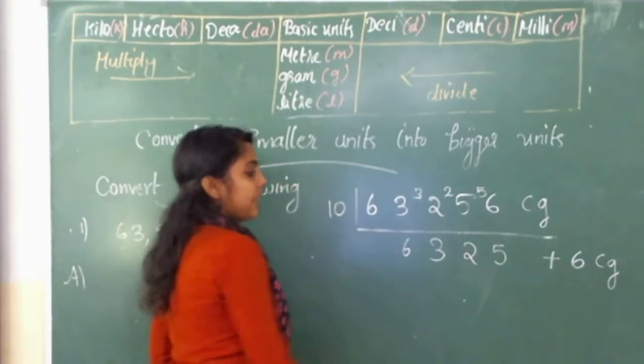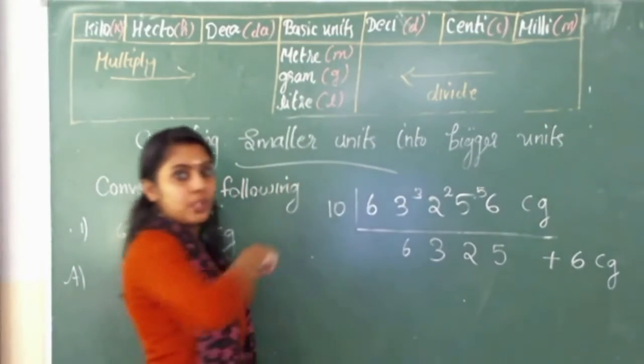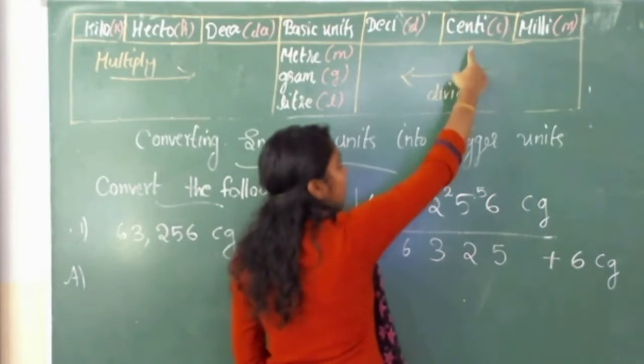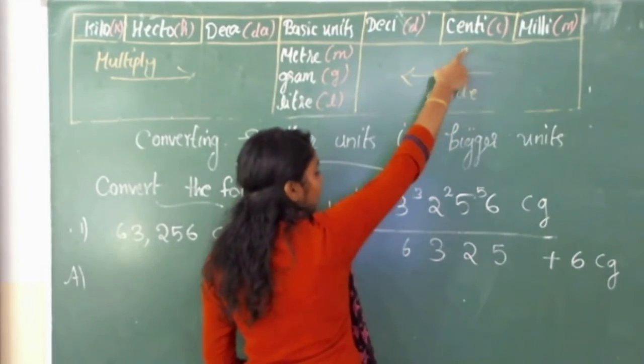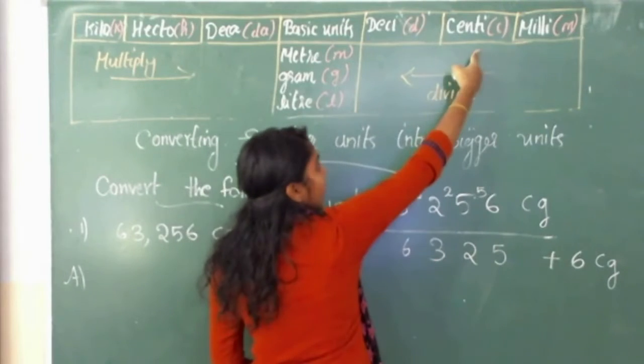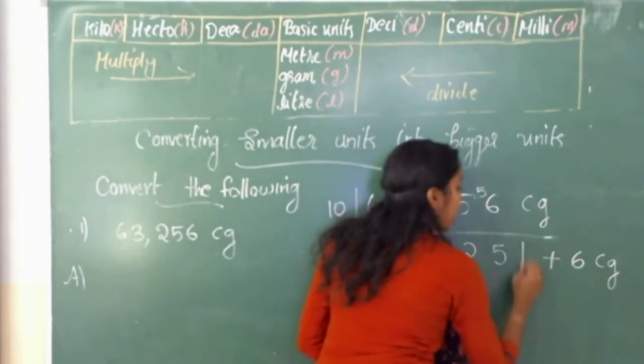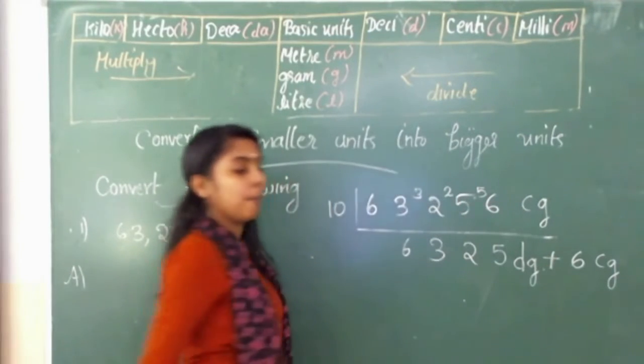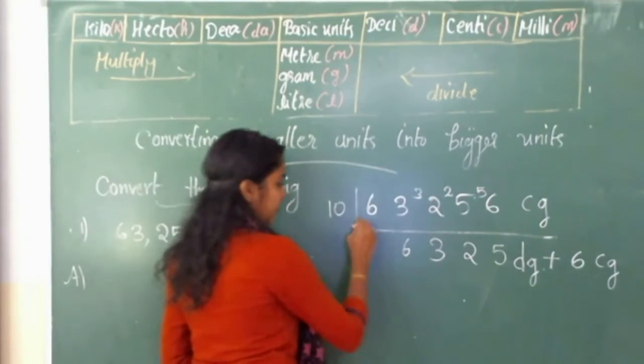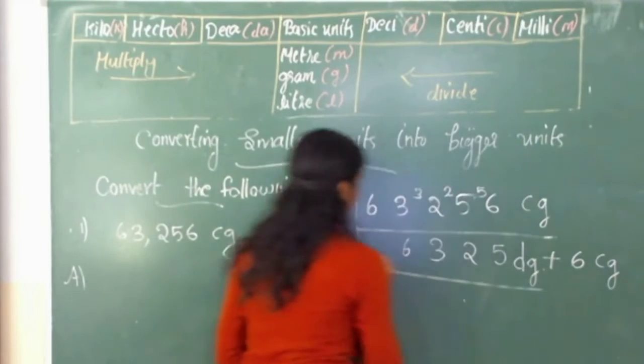Then, what's the next one here? We are moving from right to left, isn't it? So, where is centigram here? Yes. When we are dividing using 10, one time we will jump to this side. That is decigram. Here this is the decigram. Clear? Again with 10.